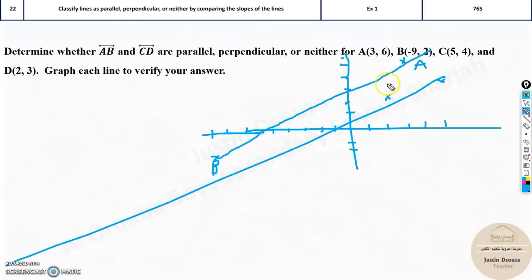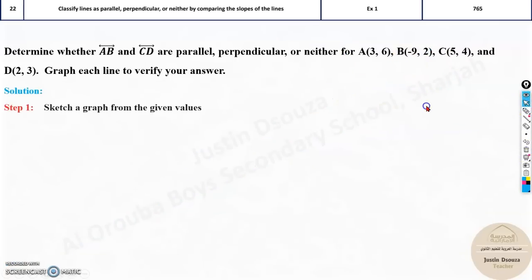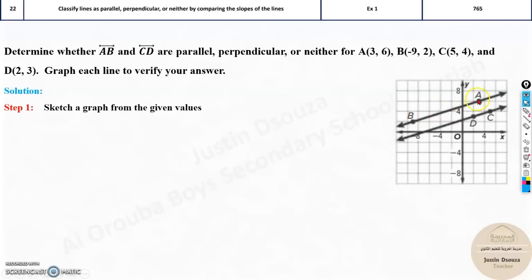It might be parallel or neither. So I do not need to check for perpendicular because perpendicular graphs would be something like this. They're not at all like that because they are going the same way. You understand, right? Because they're something like this and one more is like this. So it's neither or parallel. If you graph them accurately, it's something like this. This is what happens.